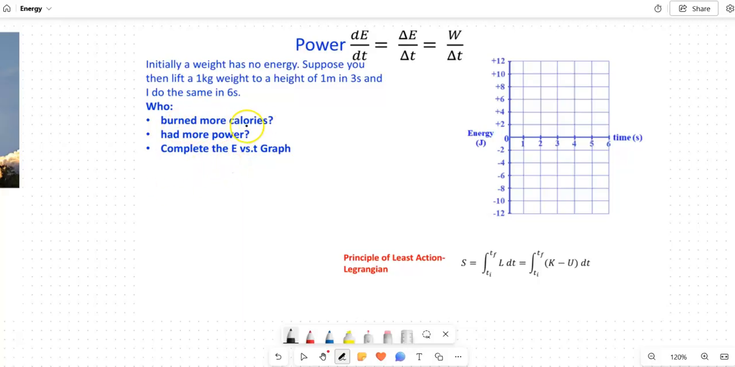Okay, so who burned more calories? So let's use red as you. You're adding potential energy due to gravity. So you're taking 1 kilogram, you're raising it up against 9.8 meters per second squared, and you're raising it up 1 meter. Okay. In fact, we're both doing that.